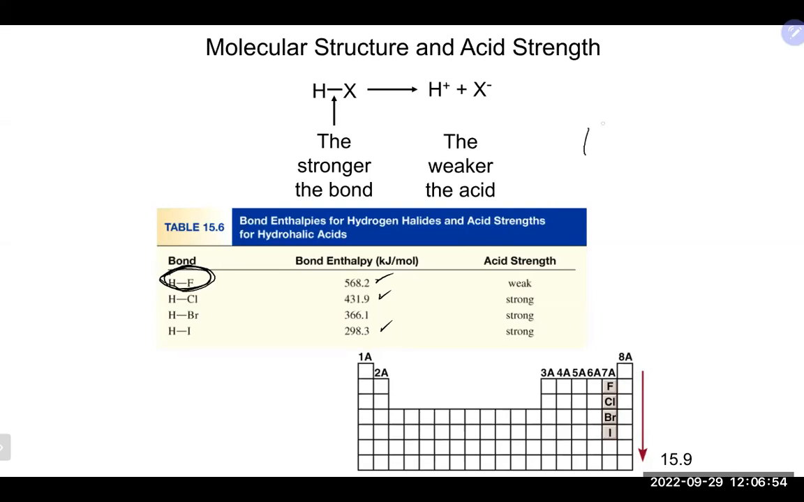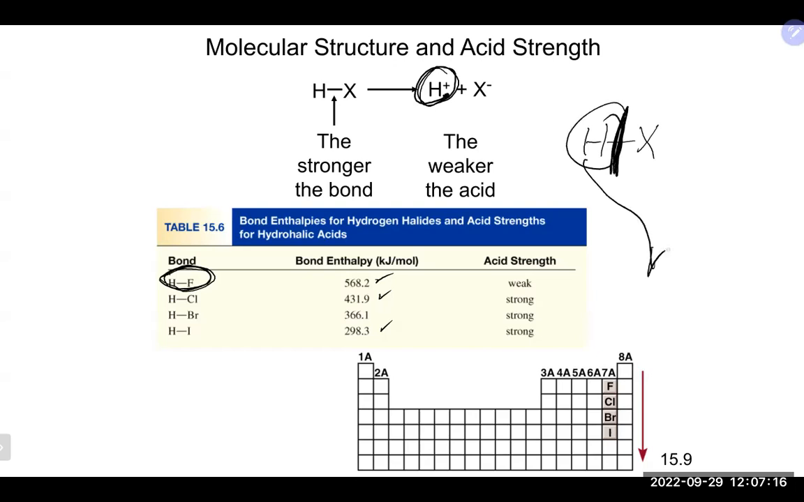Why would the stronger energy make it a weaker acid? What is the definition of an acid? Something that's able to do what? Something that's able to produce H+, right? So in order for this guy to produce H plus, you gotta break that, right?